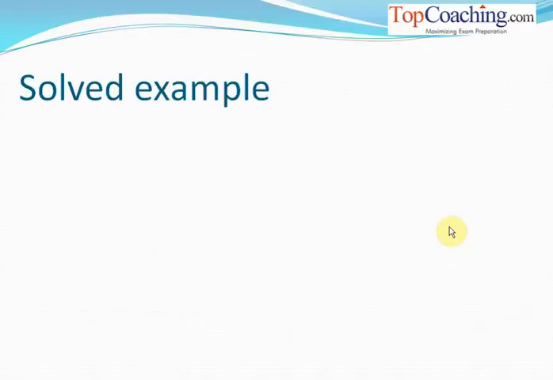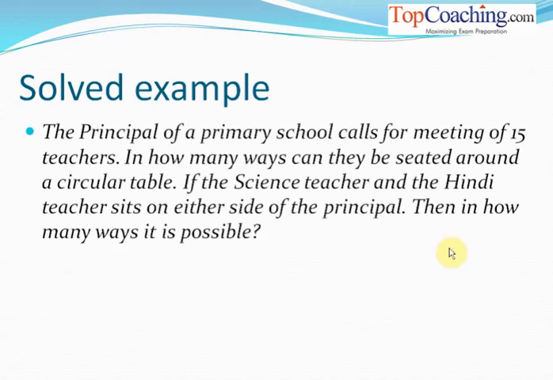So let's try to solve an example to get a better understanding of what circular arrangements are. The principal of a primary school calls for a meeting of 15 teachers. In how many ways can they be seated around a circular table? If the science teacher and the Hindi teacher sit on either side of the principal, then in how many ways is it possible? So in this question, we have a principal and 15 teachers, and they have to be seated around a circular table. In the first part, we have to find the number of ways in which they can be seated. In the second part, it says that the science teacher and the Hindi teacher sit on either side of the principal.